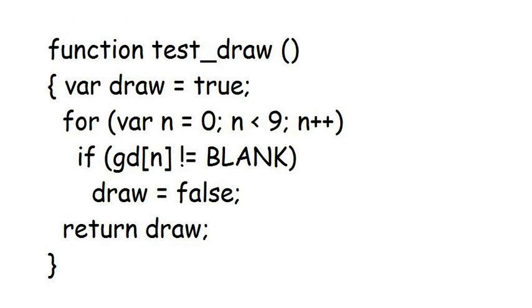I've included the code for function TestDraw just for completeness. All it tests for is a blank square somewhere on the grid. If there's at least one blank square, then the game is not drawn, at least not yet. In that case, it returns false. If it doesn't find a blank square, it returns true.